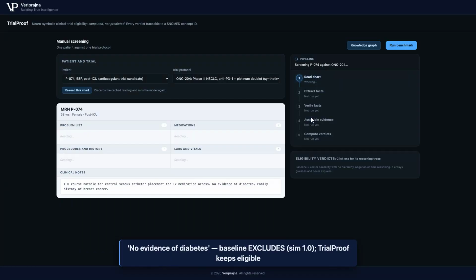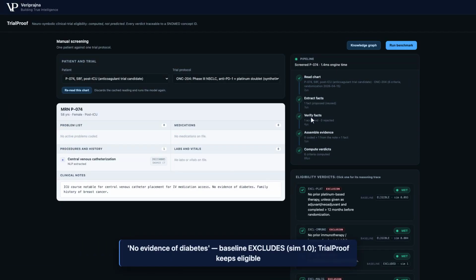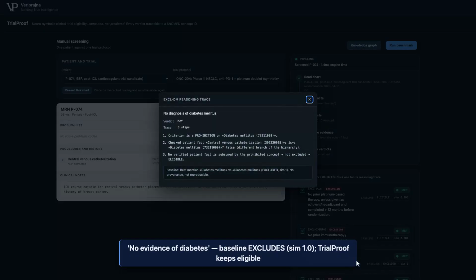Switch this same patient to the oncology trial and the payoff is sharper. The trial excludes diabetes. The note literally says, no evidence of diabetes. The vector baseline matches the word diabetes at a similarity of 1 and excludes an eligible patient. TrialProof reads the negation, drops the mention, and keeps her in.